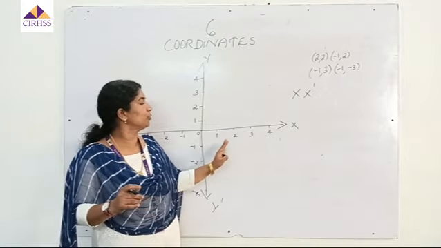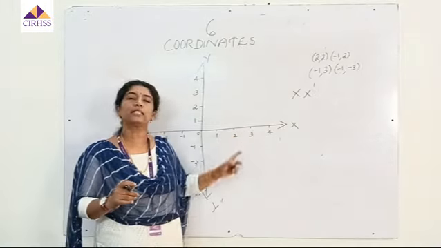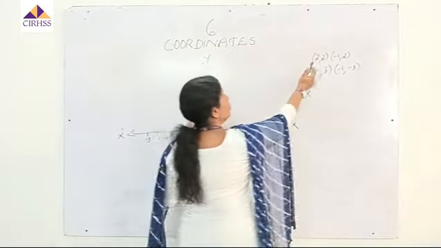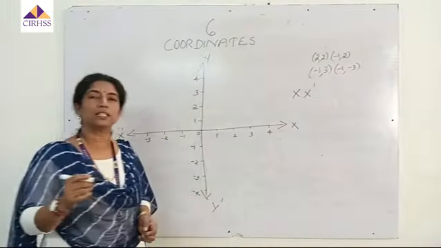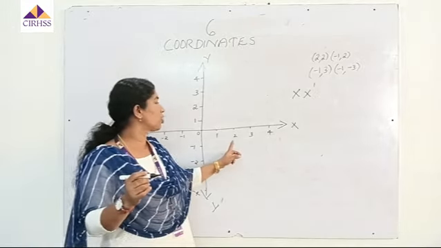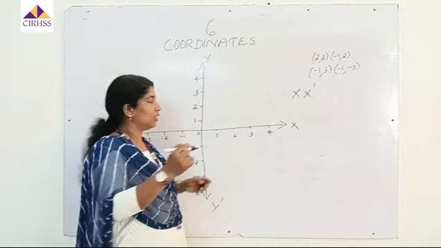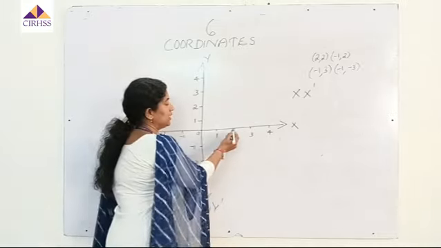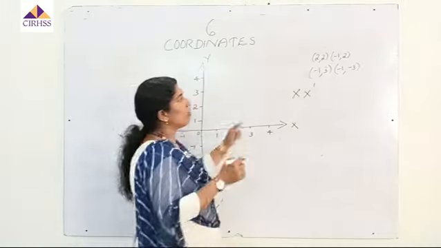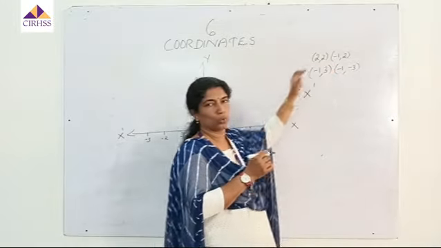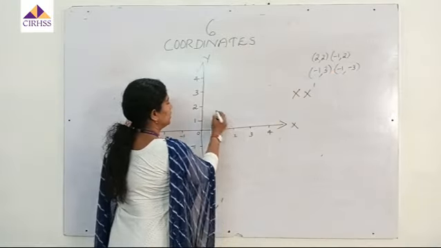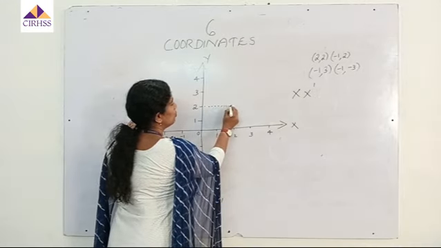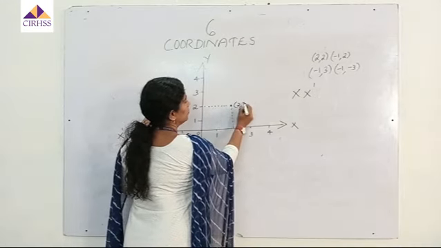Then how to represent points on these axes? For example, here (2, 2). How to represent (2, 2)? To find the position of (2, 2), move 2 on the x-axis, that is 2 here. Then the y coordinate is 2, so move upward 2. Then we get the position of (2, 2) here.